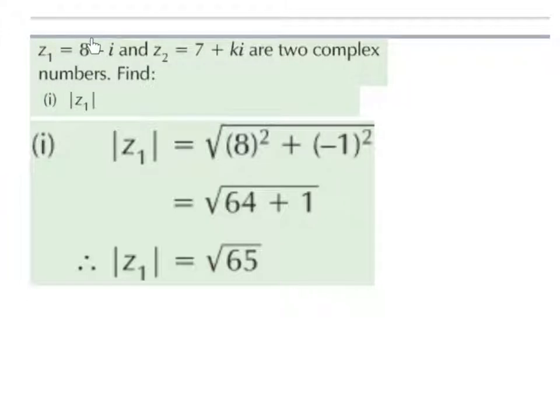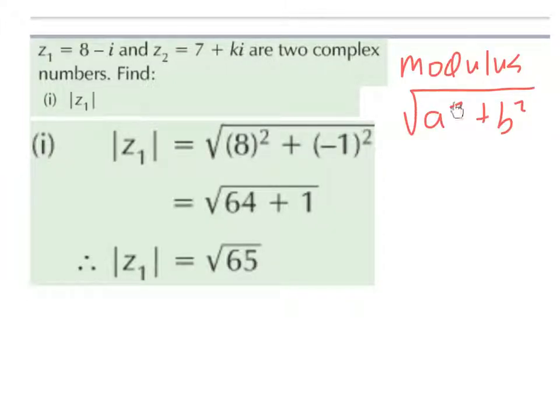z1 equals 8 minus i and z2 equals 7 plus ki are two complex numbers. Find the modulus of z1. So again, we use our modulus formula. Our formula is the square root of a squared plus b squared, where a represents the real part and b represents the imaginary part. So for z1, a is 8 and b is minus 1, or in this case minus 1i. But when we substitute our values into our formula, we ignore the i.